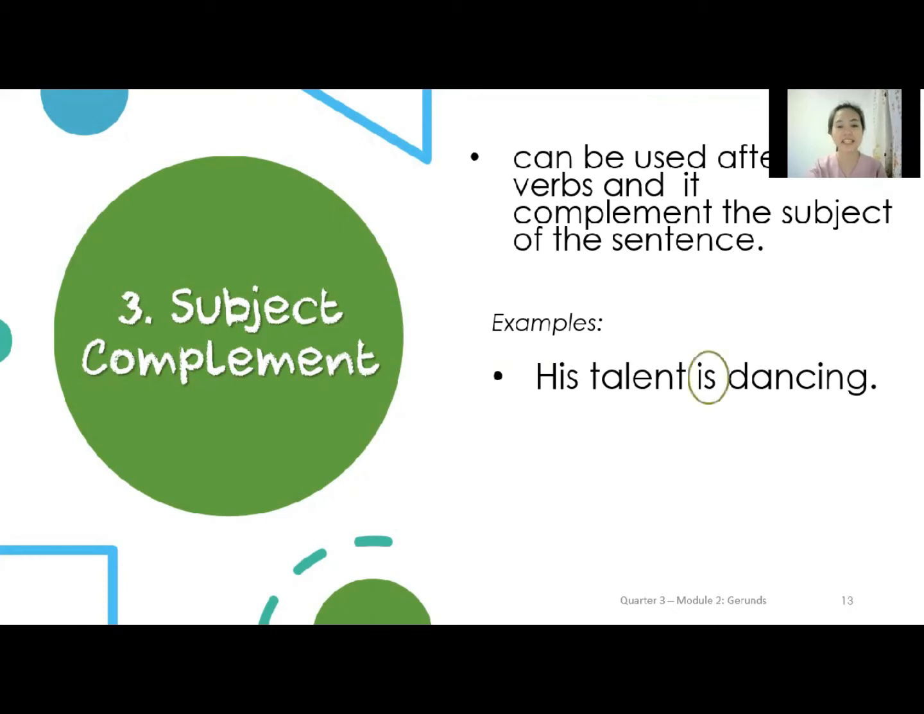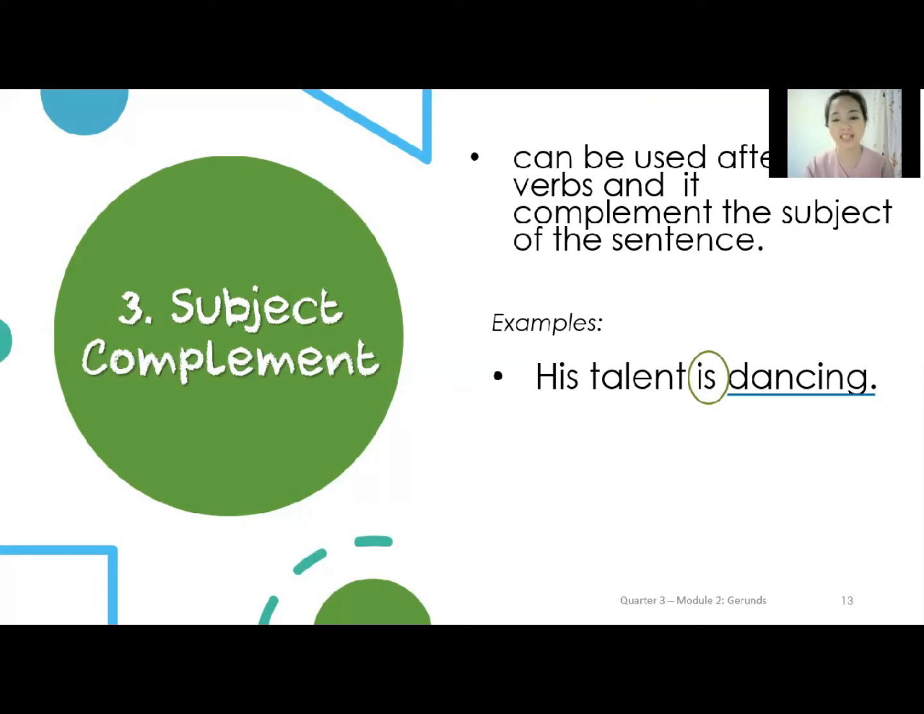Alright, the linking verb here is the word is. So since this is a linking verb, our gerund in this sentence is the word dancing. The gerund dancing is found after the linking verb is, and therefore the function of the gerund is a subject complement. Let us always remember that if the gerund is found after any of the linking verbs, it is a subject complement.